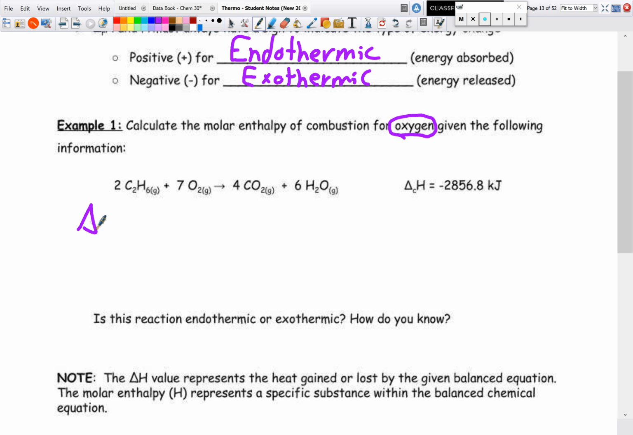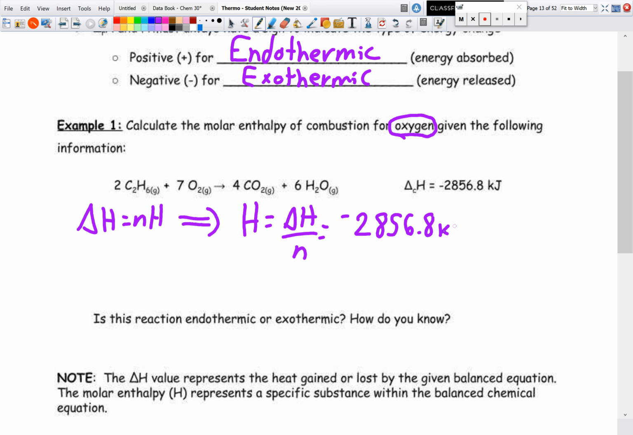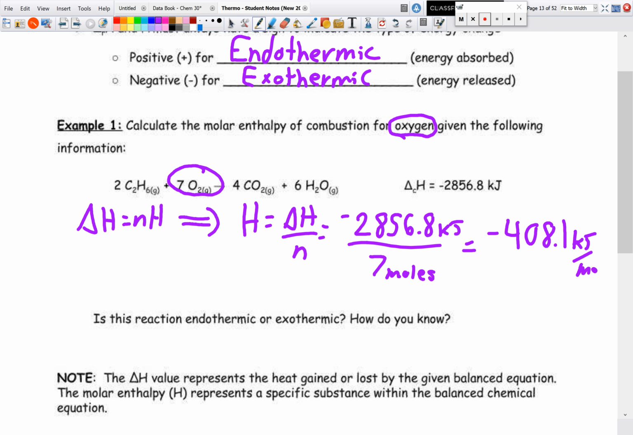So we know our equation, delta H is equal to nH. Rearranging, we get H is equal to delta H over n. So we can take our delta H and divide by, when we look at oxygen, for this specific reaction, for releasing this amount of energy, we have 7 moles of oxygen present. So our answer turns into negative 408.1 kilojoules per mole.